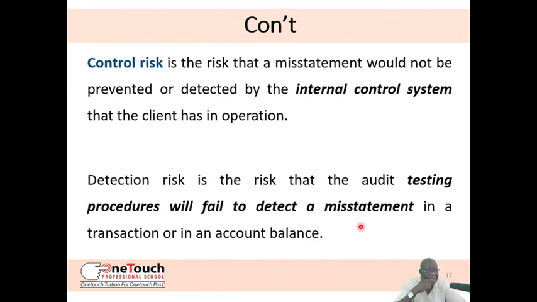Control risk is the risk that a misstatement will not be prevented or detected by the internal control system, as I said already. Management put controls in place, but those controls may not be able to mitigate the risks, and therefore you have a risk, and that risk is called control risk. Detection risk, on the other hand, is the risk that the audit testing procedure will fail to detect a misstatement in a transaction or in an account balance. So this is the risk that is controlled by the auditor. You can only manipulate the detection risk where you want to get more work done. That means you are going to do more work, and therefore you reduce the risk.